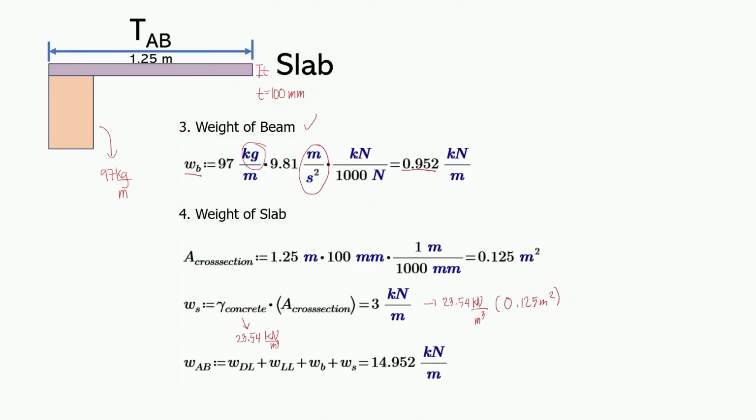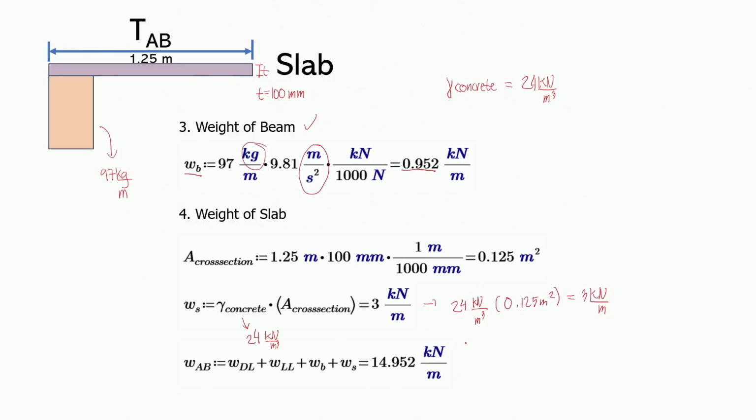24 pala yung nasa given. So erase natin to. This is 24 and then this is also 24. So 24 times 0.125, again, in our given, γ concrete is equal to 24 kN per m cubed. And so this will be 3 kN per m.